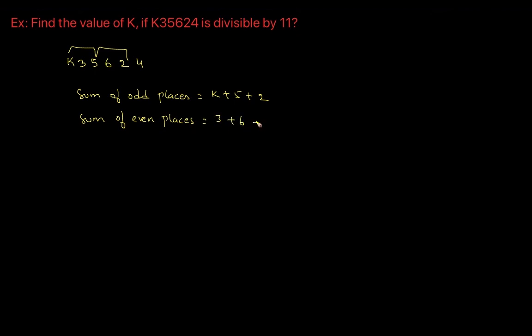3 plus 6 plus 4, right? What is the thing? K plus 7. Then this one 13, right? See, the difference should be 0 or a multiple of 11, right? So to get a multiple of 11, the first thing it should be is 11. Most of the cases the number should be 11, right?